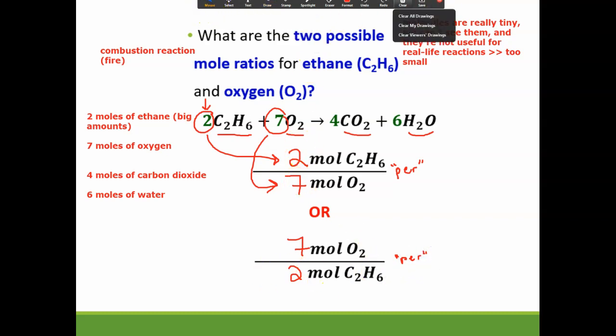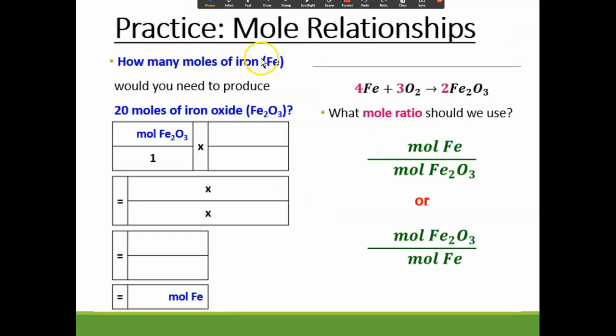Let's take a look at how that helps us with one-step stoichiometry calculations. Say I want to go from moles of one compound to moles of a different compound. The question here is, how many moles of iron would you need to produce 20 moles of iron oxide, Fe2O3? We need to start off with what we know, meaning what we actually have a number for. The only actual number I have is 20, so this is my known. I have 20 moles of iron oxide, so I'll fill that in.